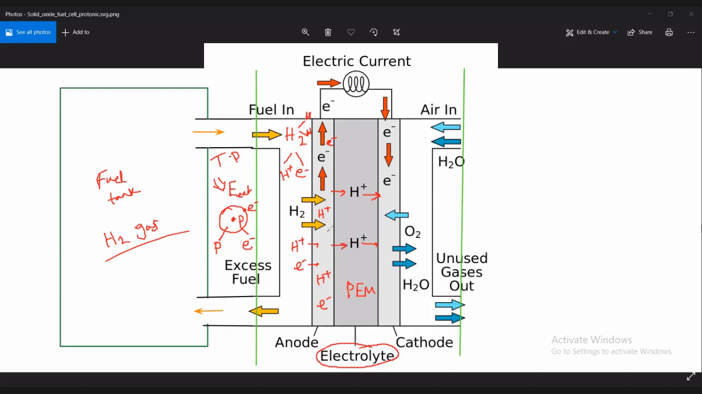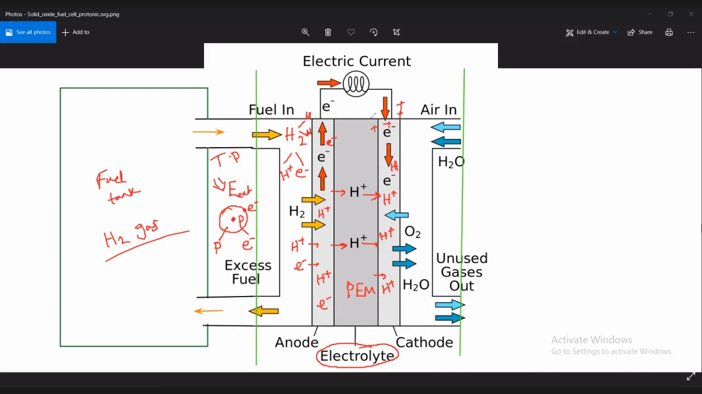Because of this restriction, the electron cannot pass through the proton exchange membrane. Only the hydrogen ion is allowed to pass through it. Therefore, after a few moments, there are a lot of hydrogen ions in the cathode, and because of the presence of a lot of hydrogen ions, the cathode becomes positively charged like this.